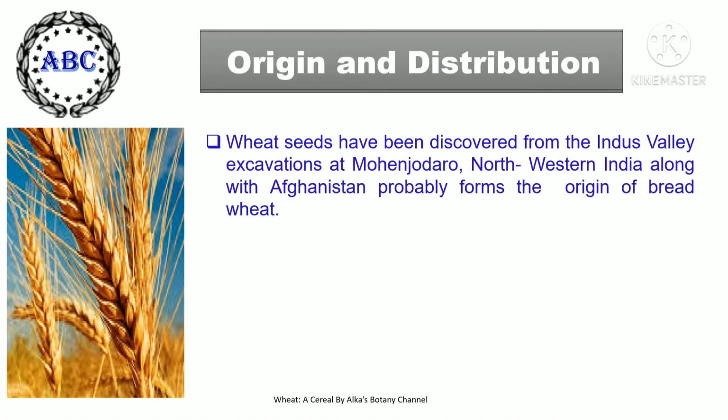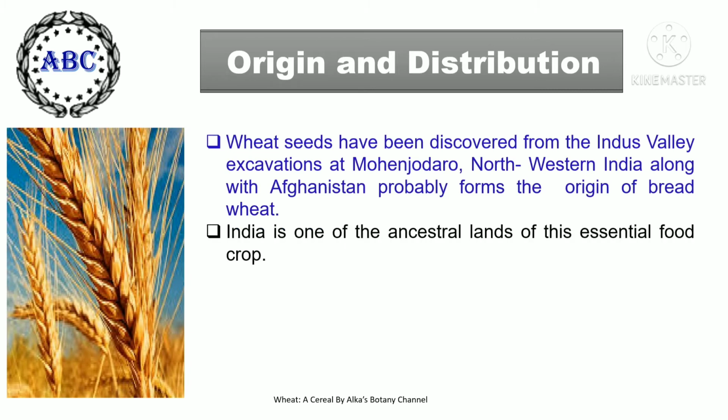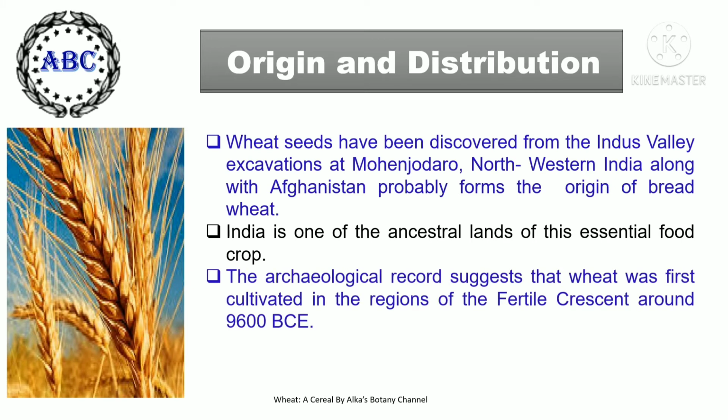Wheat seeds have been discovered from the Indus Valley excavations at Mohenjo-daro. Northwestern India, along with Afghanistan, probably forms the origin of bread wheat. India is one of the ancestral lands of this essential food crop. Archaeological records suggest that wheat was first cultivated in the region of the Fertile Crescent around 9600 BC. Southwest Asia is probably its center of origin.